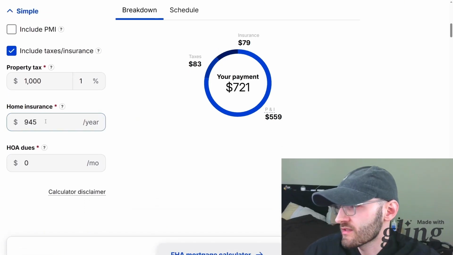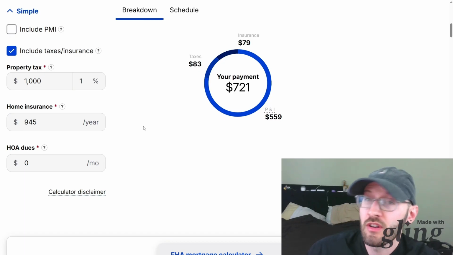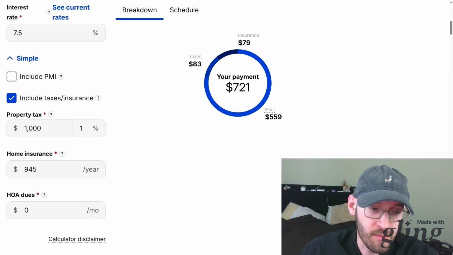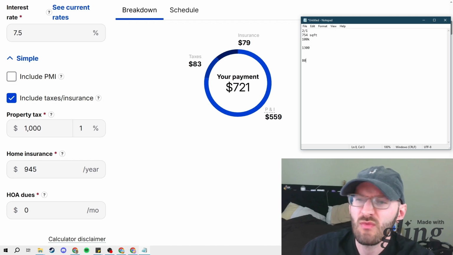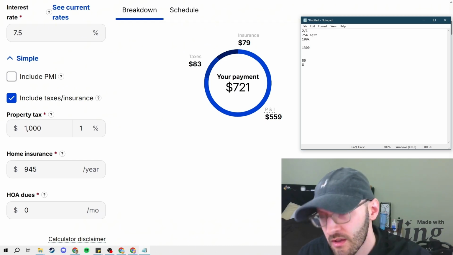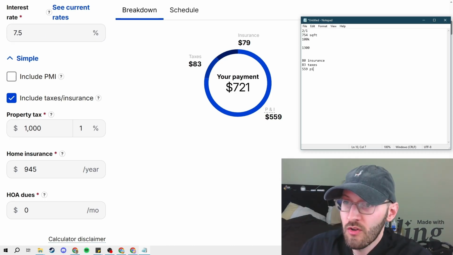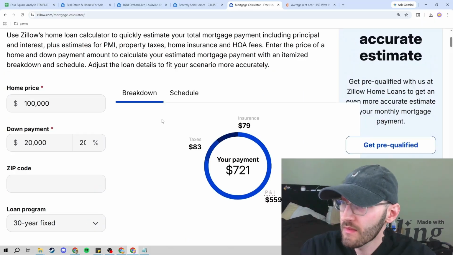Home insurance, I'm going to give you a number for that. You're going to shop around when you get your number, but these are good basic numbers to pull up. So let's copy those. Let's just round it to $80 for insurance. Say $83 on the taxes. Let's write insurance. And we're going to do P and I, which again is principal and interest. All right, now we got some numbers.